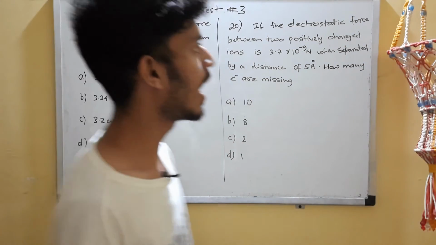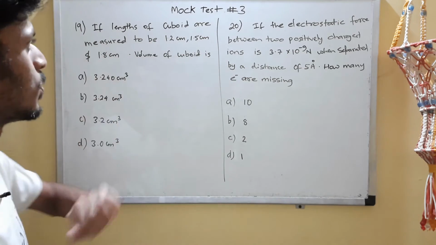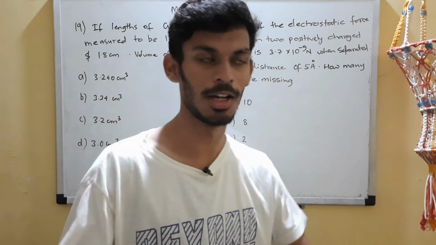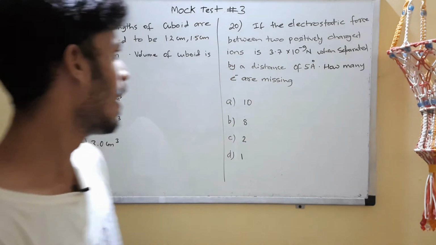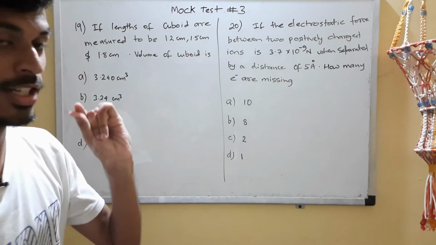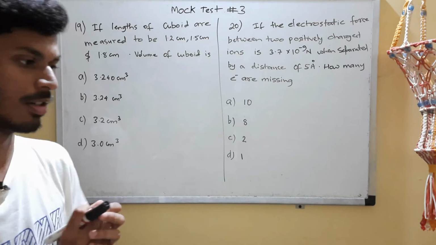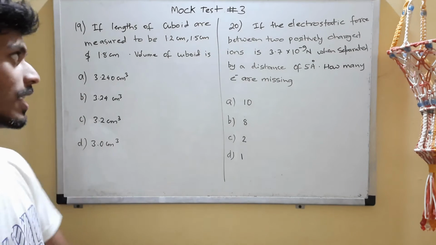So questions 19 and 20 over here. In question 19, you are given the edge lengths of a cuboid. You are supposed to tell the volume of the cuboid. What a silly question, right? But then you see the options. How is this different from this? And this should click that this is a concept-based question on significant figures.